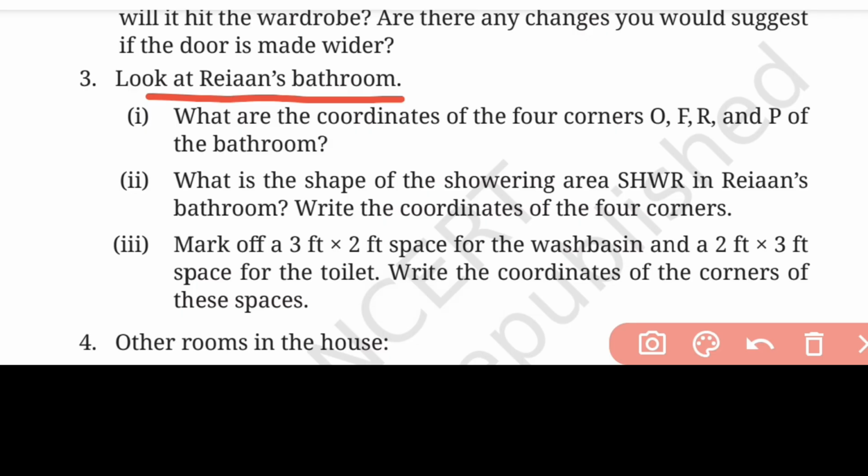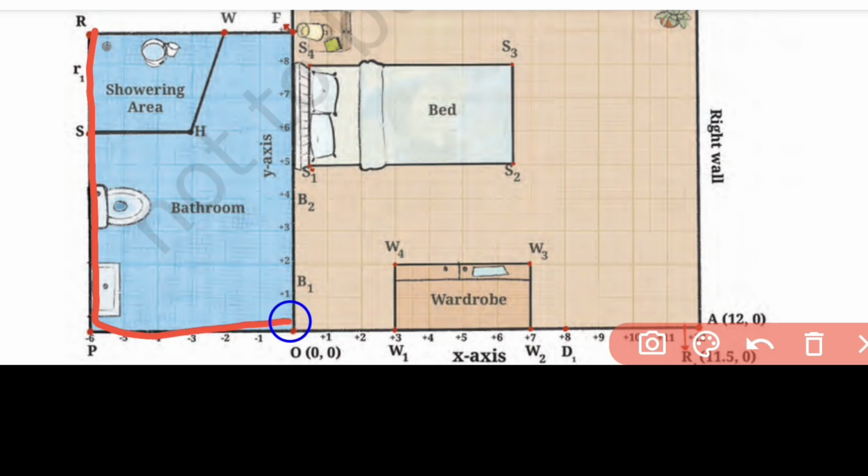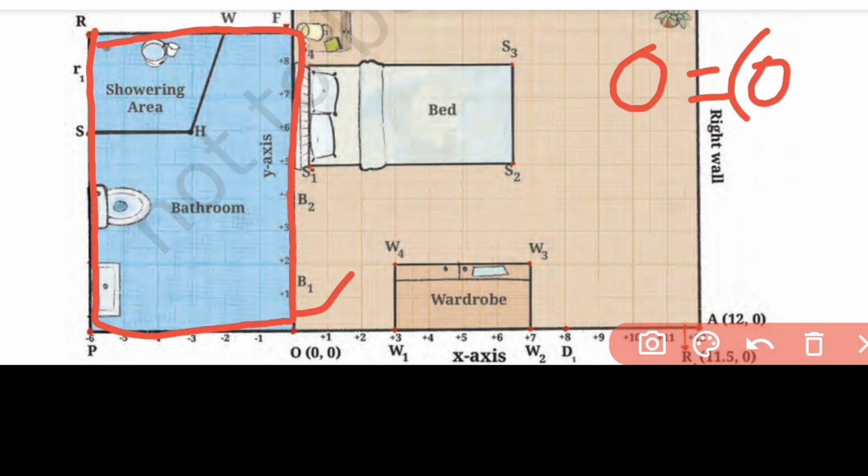Look at Rian's bathroom. Based on this, 3 questions are given. What are those 3 questions? What are the coordinates of the 4 corners O, F, R, P of the bathroom? In this bathroom we have to find the coordinates of the 4 corners. First one is O. What are the coordinates of O? Here it is O, which is 0, 0.